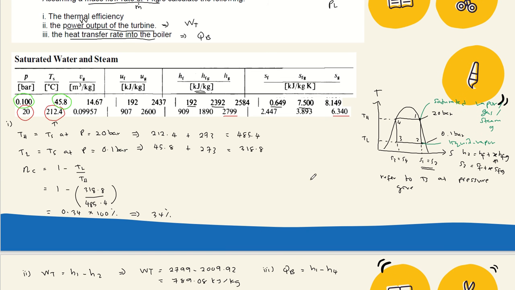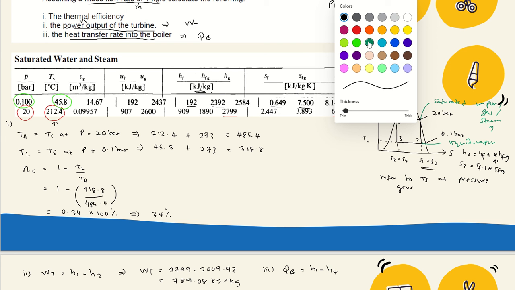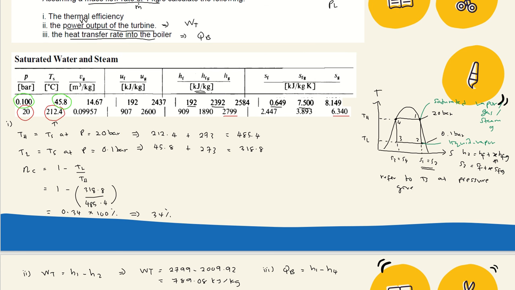So refer to the TS diagram. Point 4 is at saturated water. This one is the line for saturated water, or saturated liquid or fluid. It means if we want to find the enthalpy here, we need to read at F, meaning HF. This one, saturated vapor, is HG.